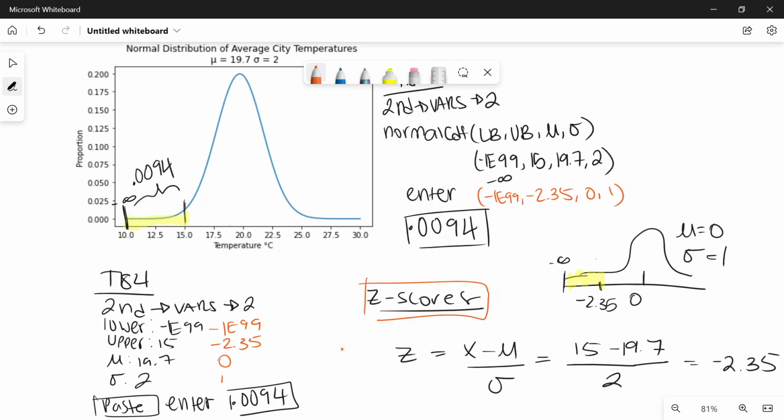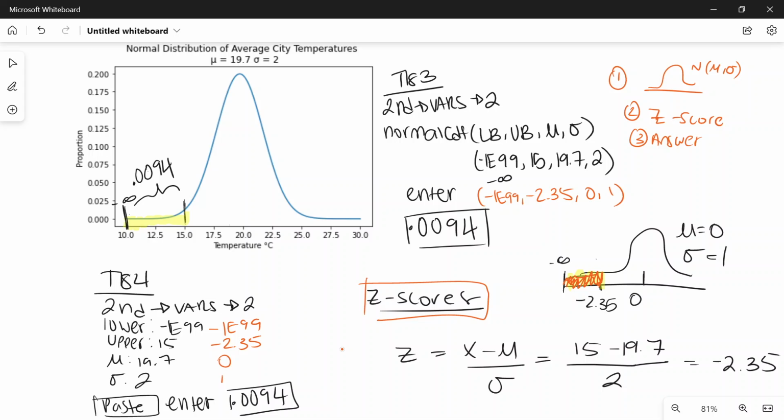So yeah, that's what I believe College Board wants. They want the normally distributed graph with the mean and the standard deviation, and they want to show the z-score conversion, and then they also want the answer, obviously. I'm not sure if there's something else that they need, but yeah, that's pretty much it.